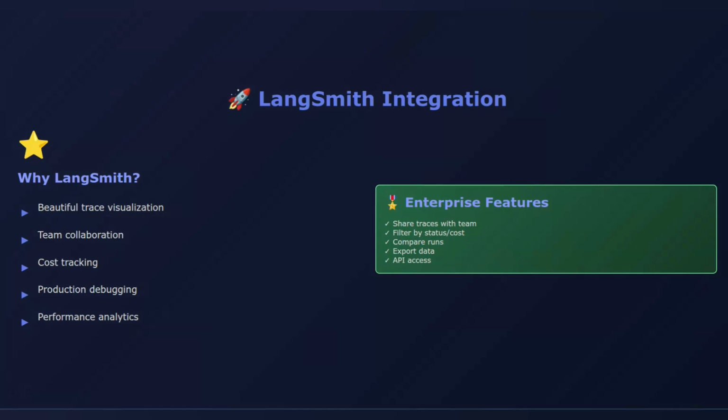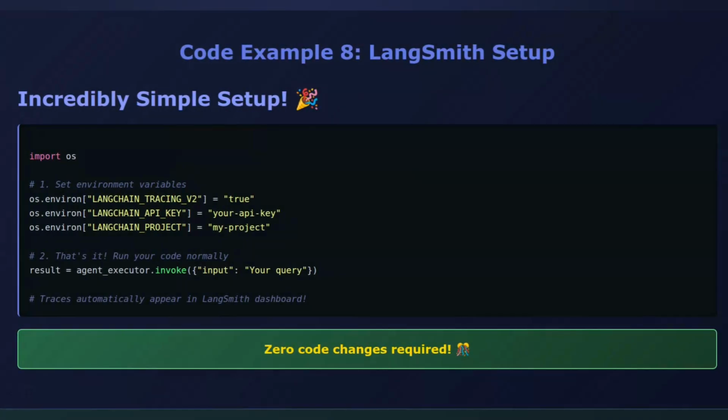Now, if you want to take things to the next level, let me show you LangSmith. LangSmith is LangChain's official platform for tracing, and it's absolutely fantastic. Setting it up is incredibly simple. You just need to set a few environment variables. Get your API key from LangSmith, set these variables, and you're done.